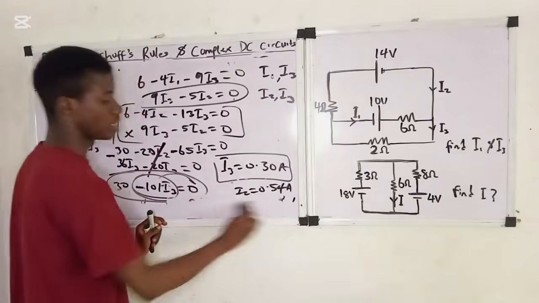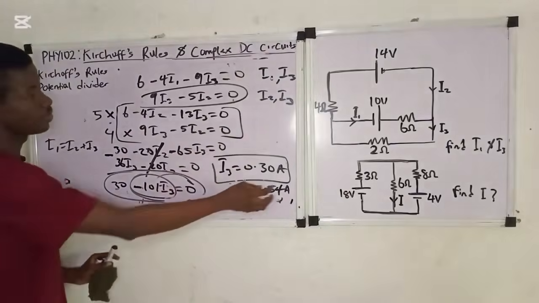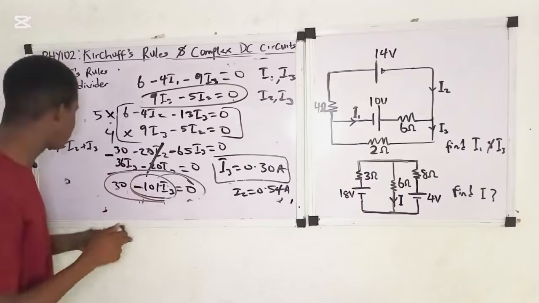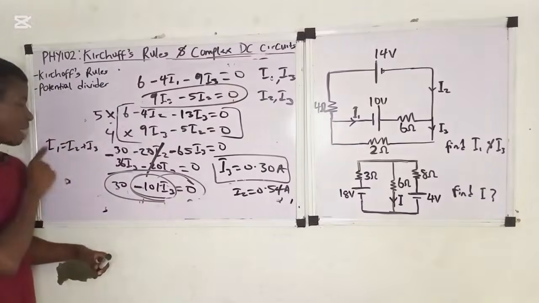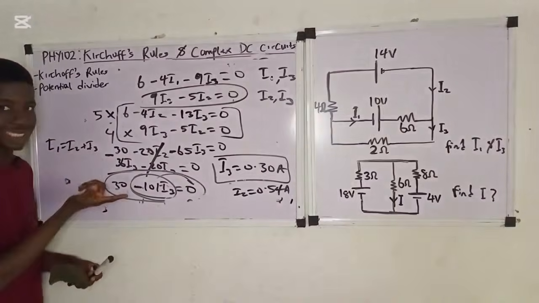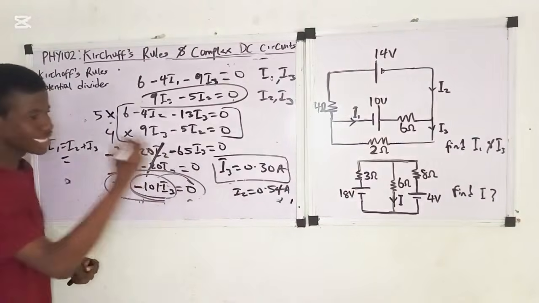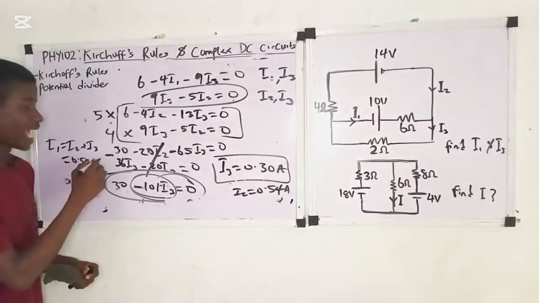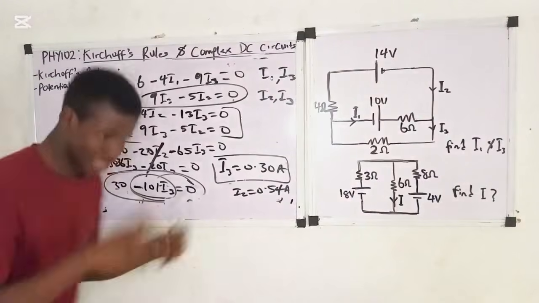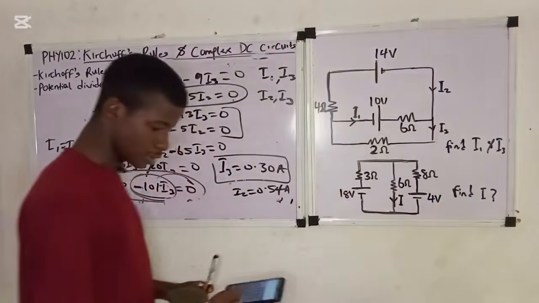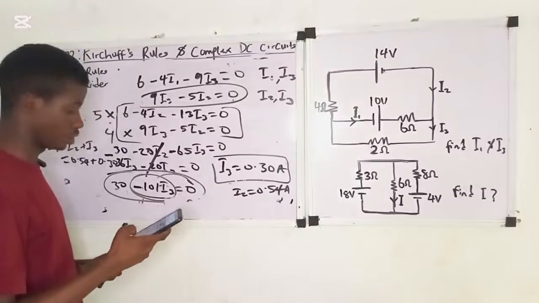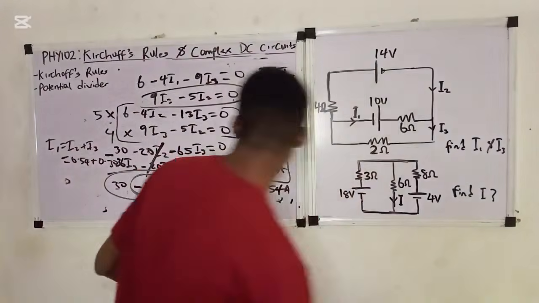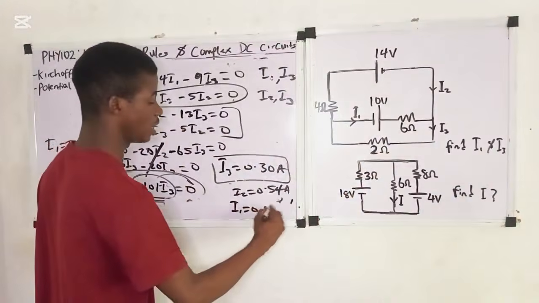Now, what about I1? It's very easy. We can put I3 here and use it to get I1. Or remember, I1 is equal to I2 plus I3. Since we have gotten I2 and I3, let's add them and we get I1. So I2 is 0.54, I3 is 0.30. So 0.54 plus 0.30, our answer is 0.84. Therefore, our I1 is 0.84 ampere.